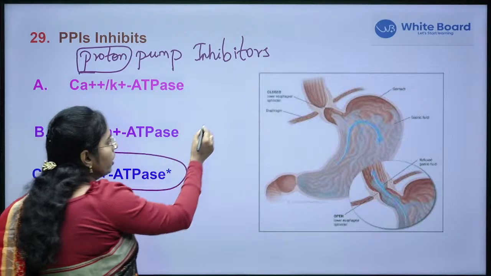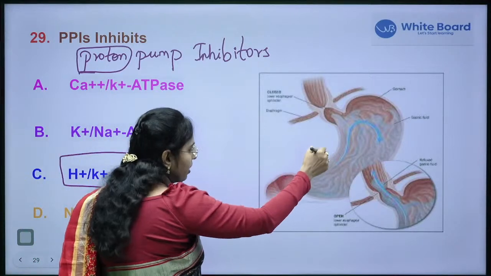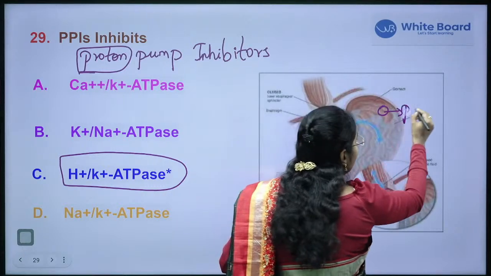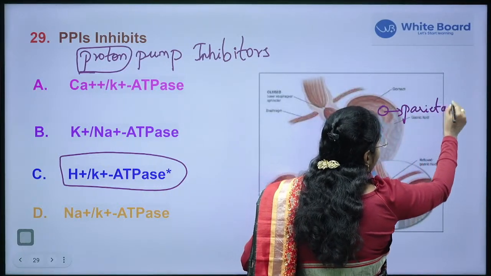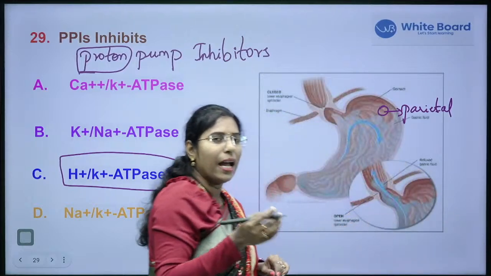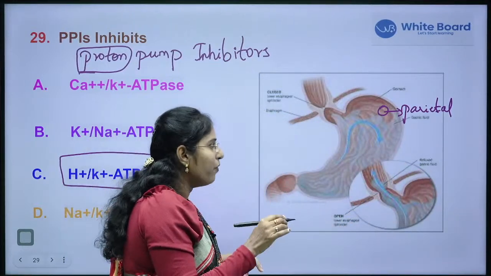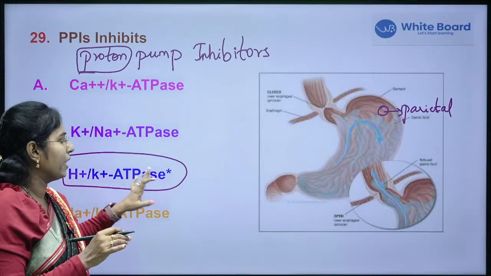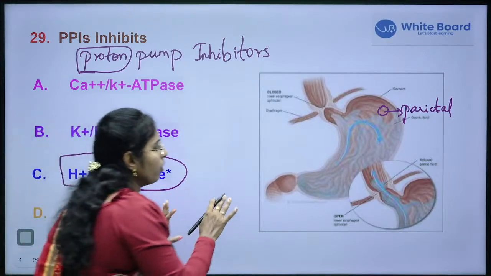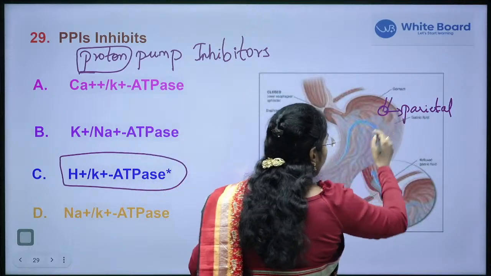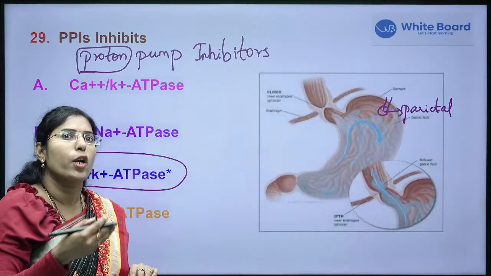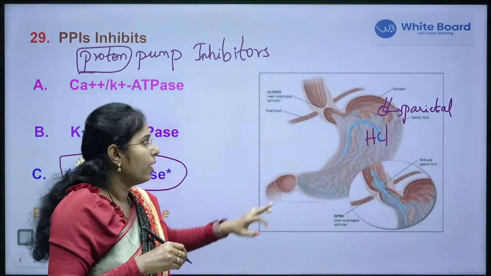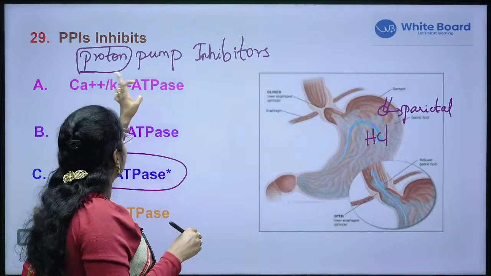Okay, right. So our stomach will have specialized cells called parietal cells, and these parietal cells have a protein, this proton potassium ATPase pump, which is responsible for the production of HCl in the stomach. Right. So what do these proton pump inhibitors do?